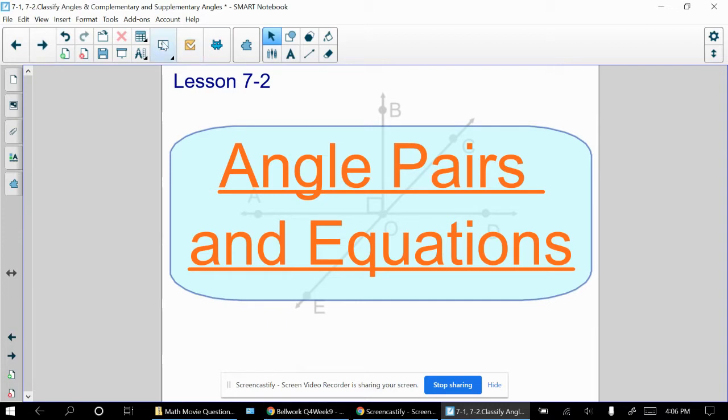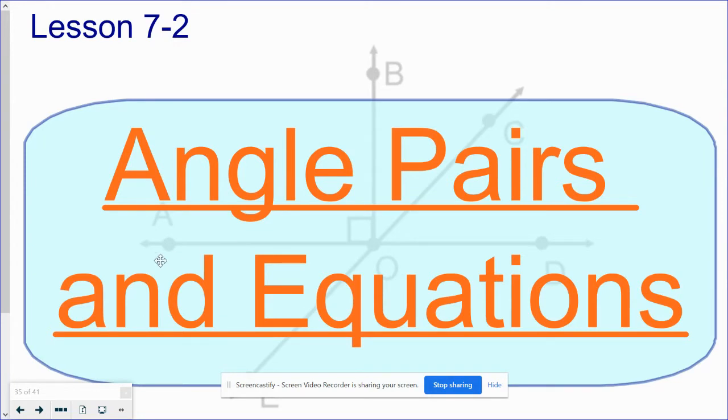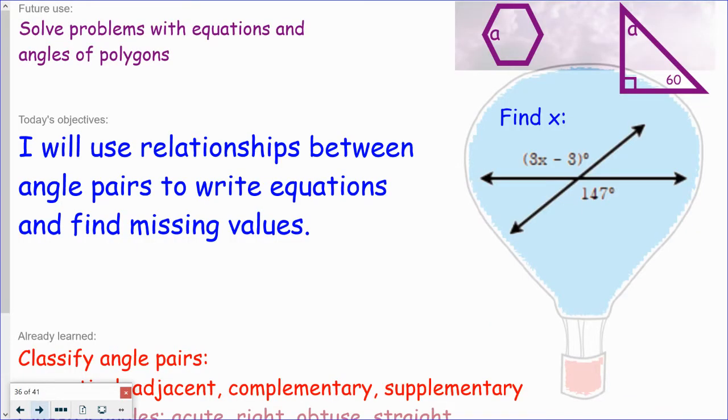Today we are continuing to review for Thursday's quiz on angle pairs and using the equations for them. Okay, so what we need to do for our objective is use the relationships between the angle pairs and write the equations and find the missing values.